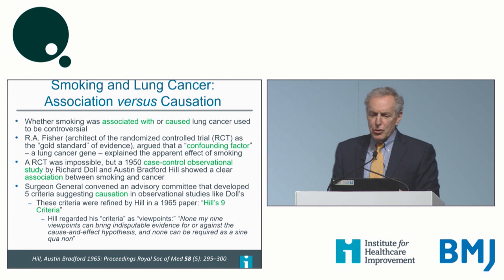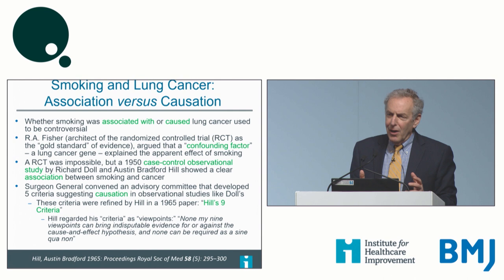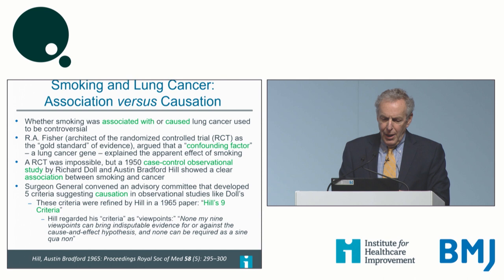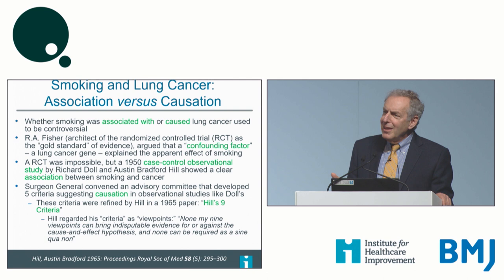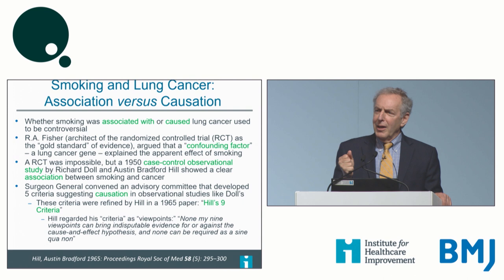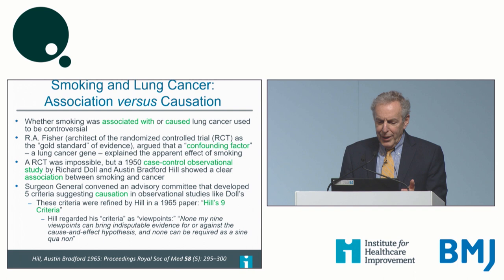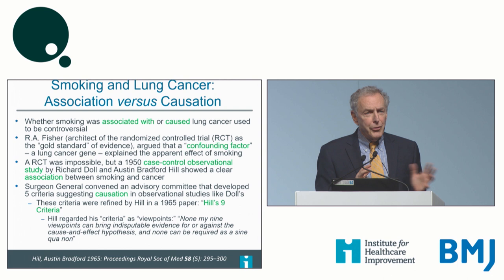People were worried that this still wasn't causality, and so the Surgeon General of the United States called together the great minds to figure out, well, what would we see that would tend to make us believe it was truly causal? These criteria were eventually defined in a 1965 paper by Austin Bradford Hill as the nine Hill's criteria. He didn't really like the idea that they were criteria because he didn't think they were for certain. He thought they were indicators or strong suggestions, or as he put it, viewpoints, not the sine qua non of causality. But they've really helped me and others in thinking about whether we're seeing an association or whether it's tending much more towards causality.